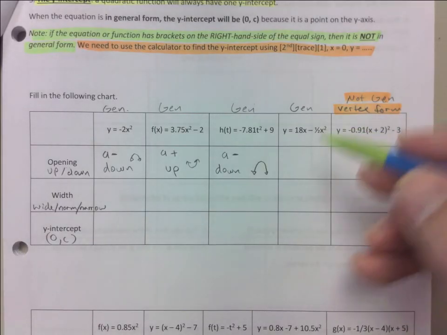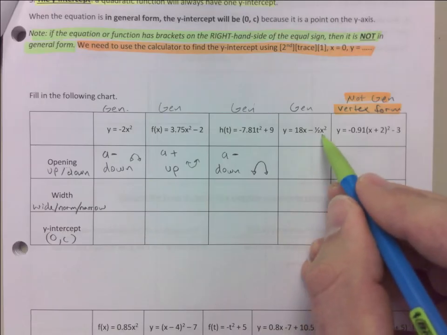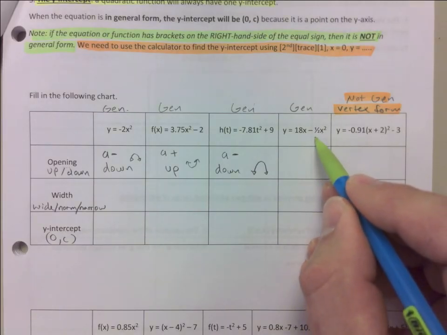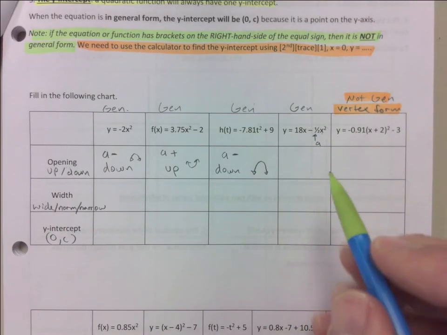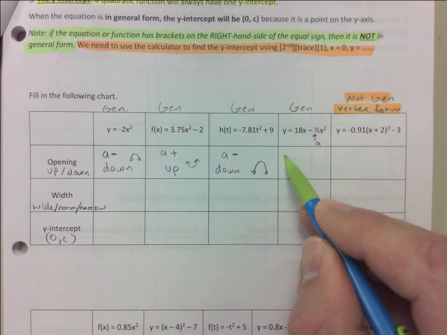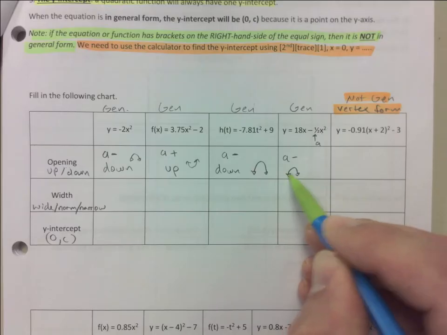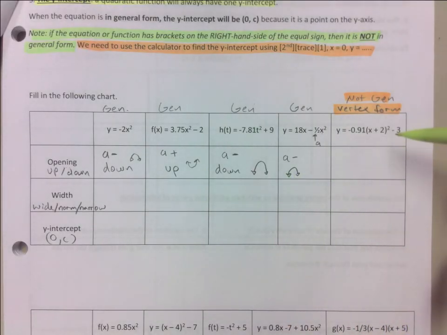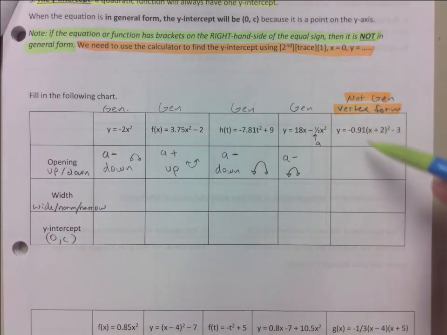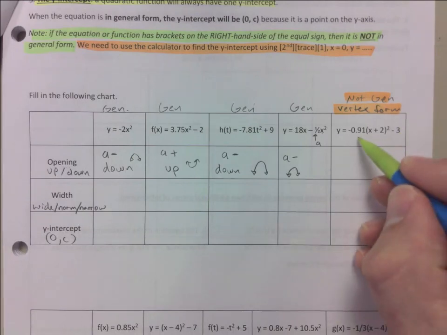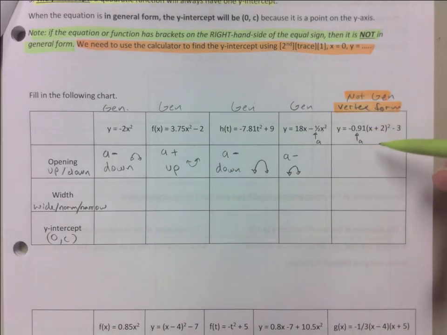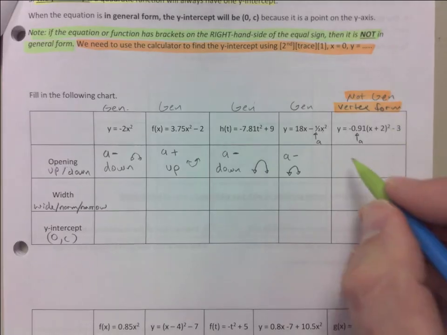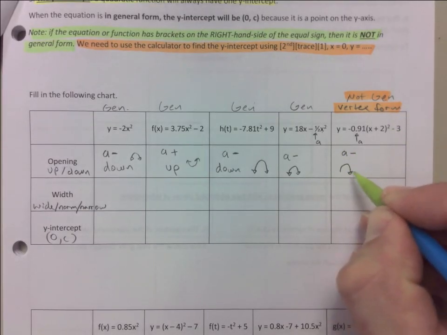Over here, it's kind of sneaky, but look at this. X squared is back here. This is A right here. So it's going to be down as well. A is negative, so it's going down. What about this one? Can I tell which way it's going to open just like that? Yes, because this is still A, right? A is always in front no matter what. So A is negative, so we're expecting this to go down.